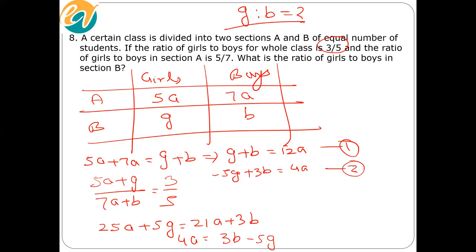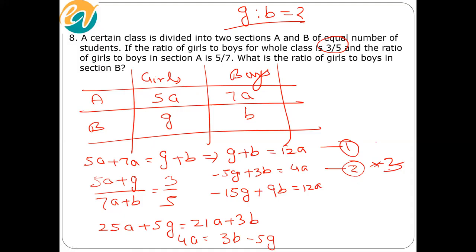So which means what should not be there? Obviously, there is no space for A, correct? So how do we remove A, by the way? Multiply the second equation by 3. See, why am I multiplying it? Because this is already 12A. So if we multiply the second equation by 3, this will also be 12A. So then I can subtract to remove A. Agreed? So if I multiply it by 3, what do I get? Minus 15G plus 9B is equal to 12A, right?